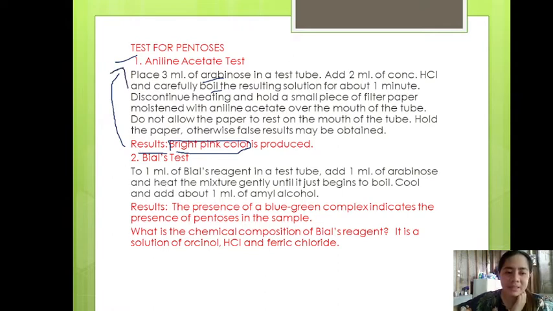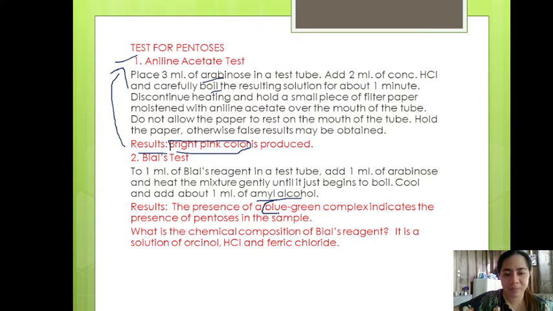Okay, for the Bial's test, place 1 ml of Bial's reagent in a test tube and add 1 ml of arabinose and heat the mixture gently until it just begins to boil. Cool and add about 1 ml of amyl alcohol. The result: the presence of a blue-green complex indicates the presence of pentoses in the sample.